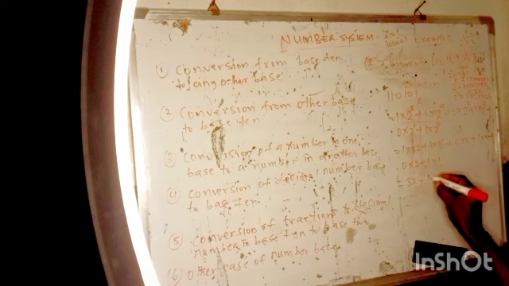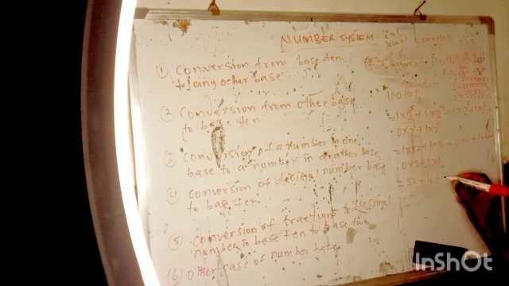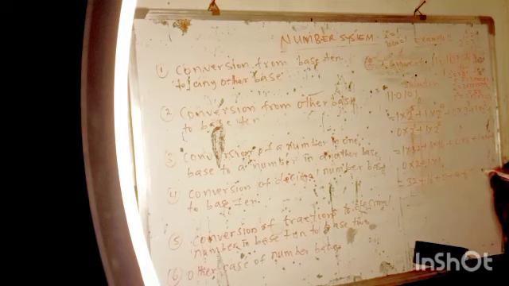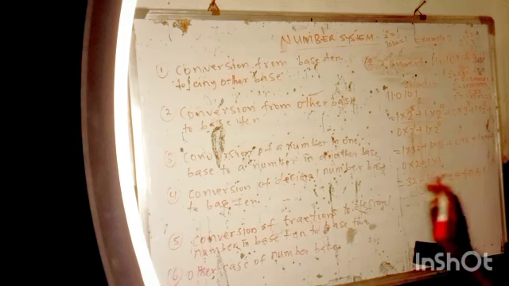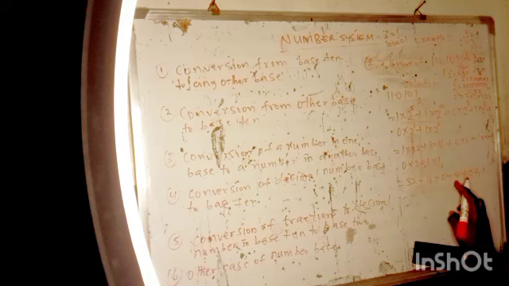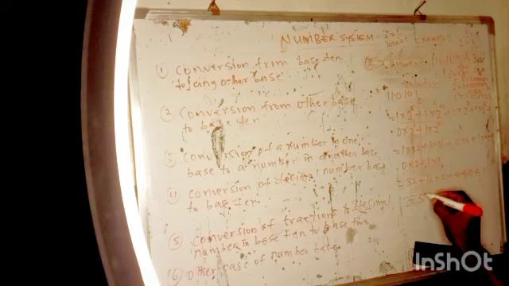Plus 1 times 16 gives us 16. Plus 0 times 8. Anything multiplied by 0 is 0. Plus 1 times 4 is 4. Plus 0 times 2 is 0. Plus 1 times 1 is 1. So you add this up. We have this plus this gives us 48, plus this gives us 52, plus this gives us 53. Therefore, there's 53 in base 10.